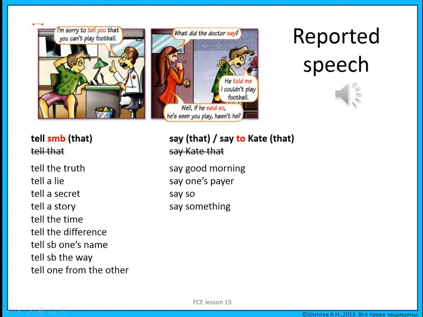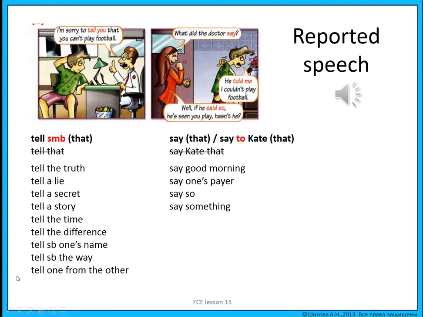After say, you can omit the object, so you can leave it out. So he said that. Or if you want to add the object, you use to. So I said to Kate, I said to him, I said to them. You can't use the object, дополнение, without to after say.